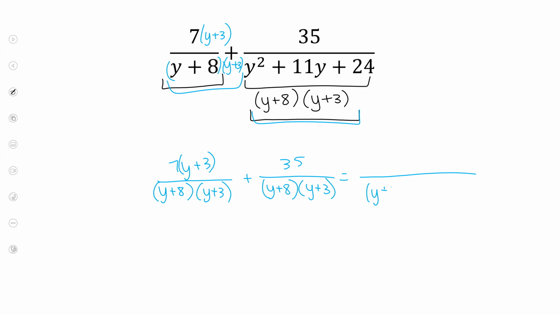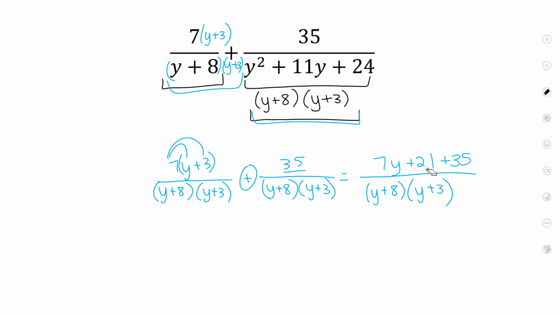So the denominator will stay the same. 7 times y is 7y. 7 times 3 is 21 plus 35. 21 plus 35 is 56. So I'll just replace that. Okay, so that's it. We added them.